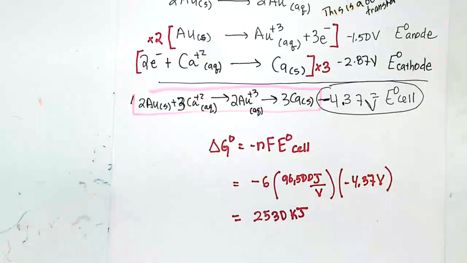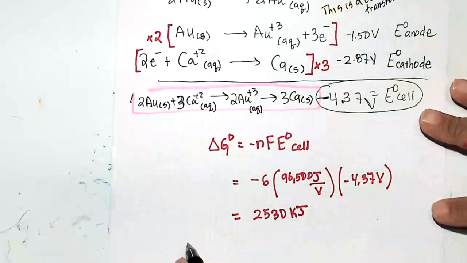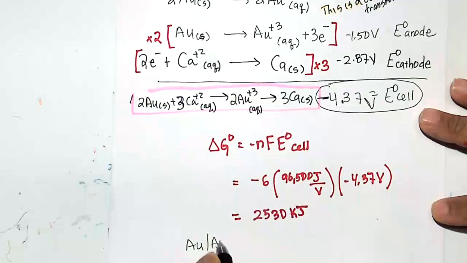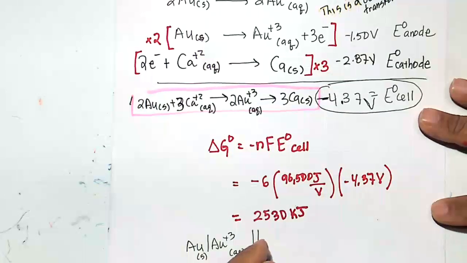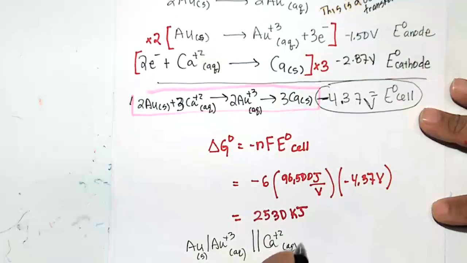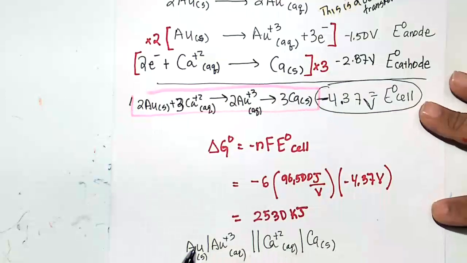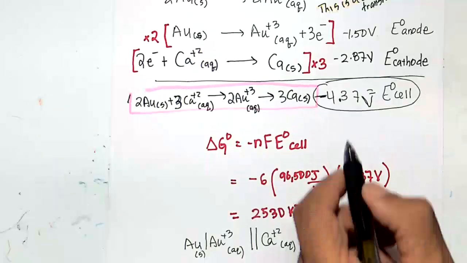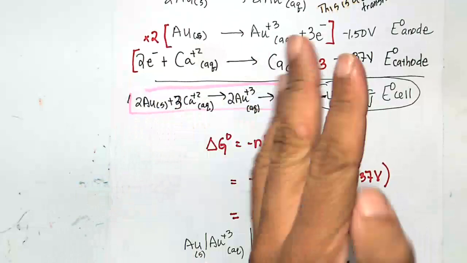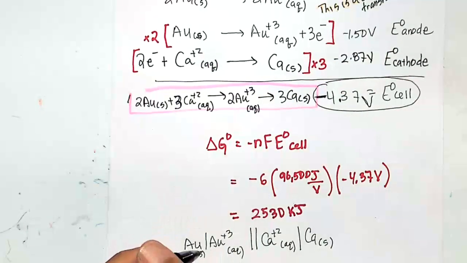Alright, let's do this in galvanic cell notation. The anode and the cathode. So anode, one line Au plus 3. Okay, and then the cathode is calcium plus 2, one line calcium solid. Okay. But this is not a reaction that is favored, okay, minus 4.37 volts. Instead, you probably want to flip it to make it positive 4.37 volts.